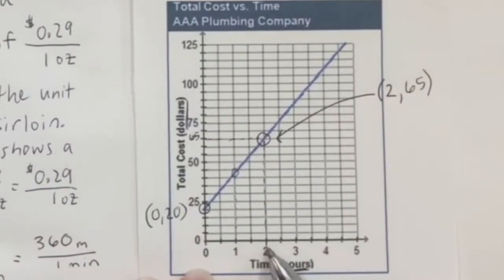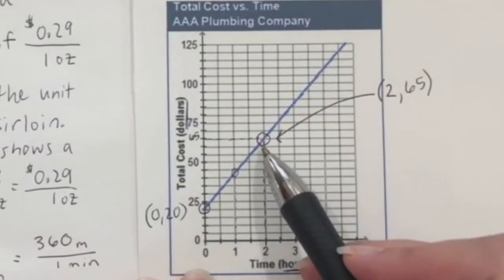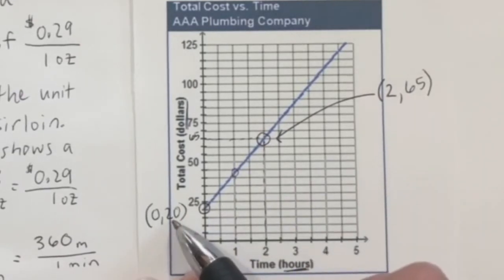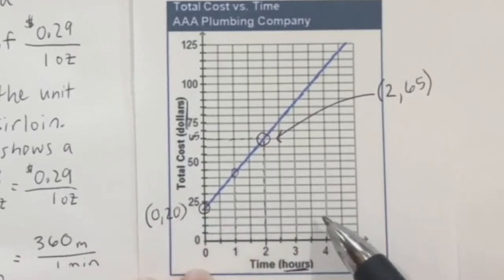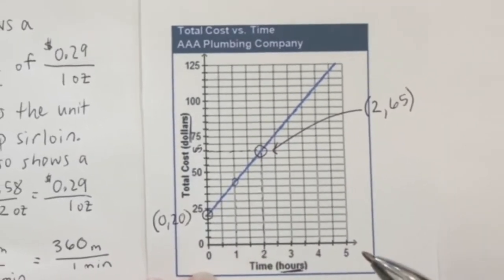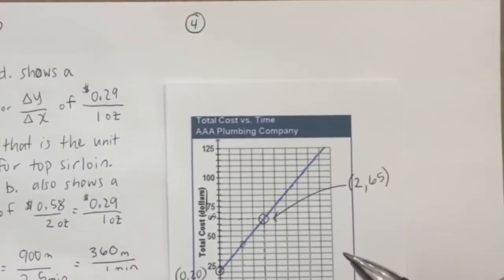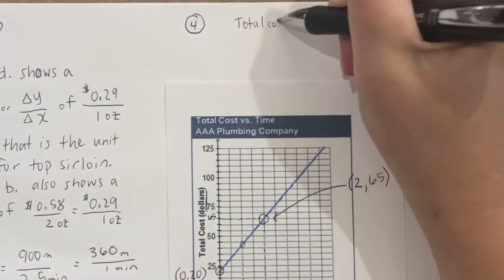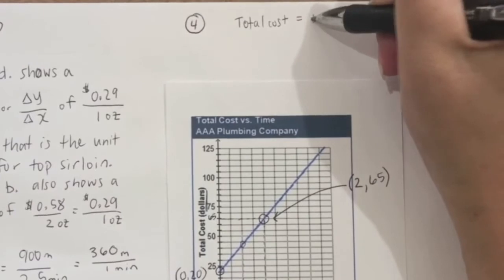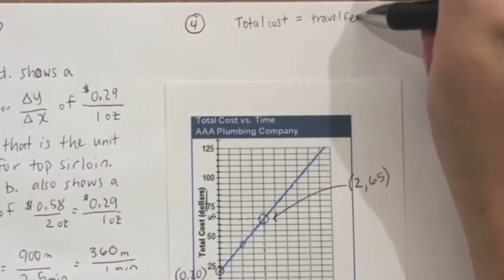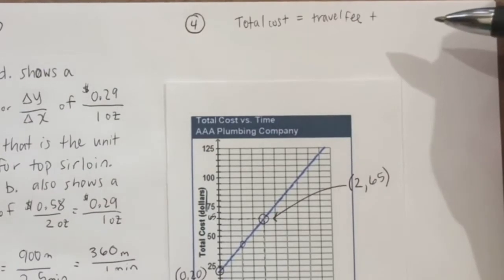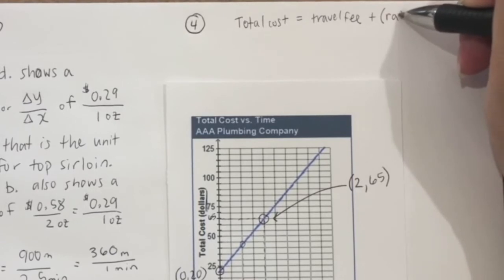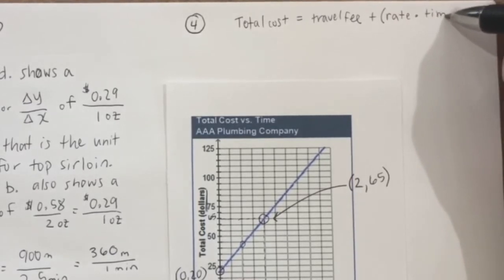So after 2 hours, the person has made $65. That includes the $20 fee just to show up, and then 2 hours worth of work. So let's go back to the information the question gave us, which is that the total cost is equal to the travel fee, which is what I'm calling the fee just to show up, and then the rate multiplied by the time.